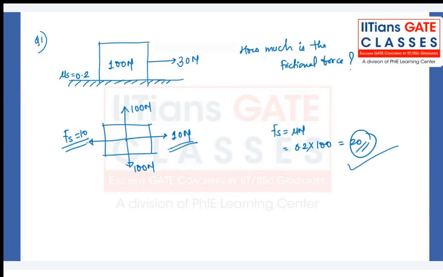Here we are just applying 10 Newton, so the frictional force will be only 10 Newton. If you apply 5 Newton, the frictional force will be only 5 Newton. If you apply 15 Newton, the frictional force will be 15 Newton only, because for every action there is an equal and opposite reaction. We have studied the third law, right?